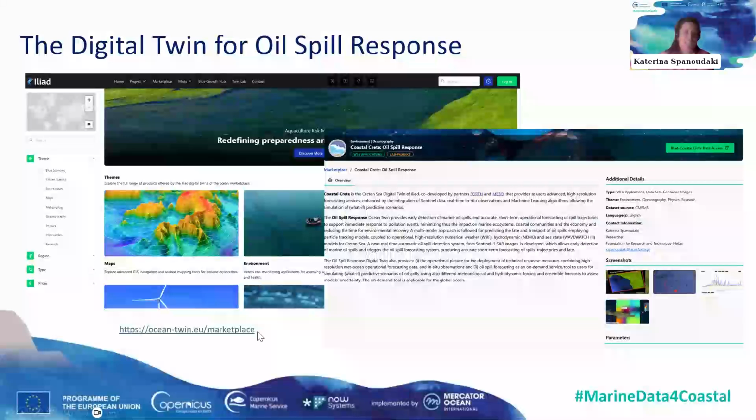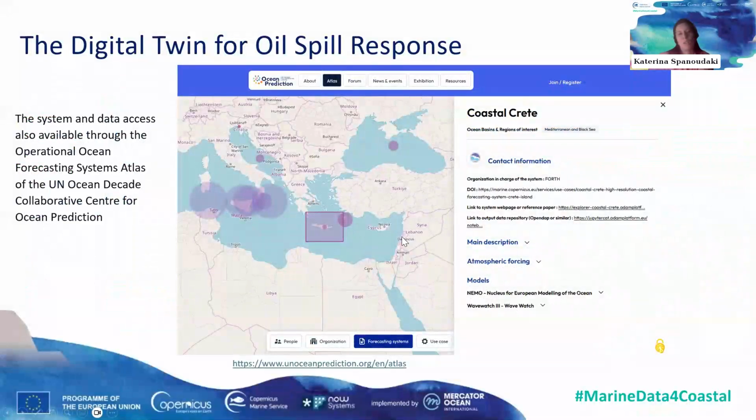If you want to visit and follow the updates of our forecasting system in the digital twin, you can visit Iliad and the Iliad Marketplace. This is a website where you can find all the information regarding the service and the products that we use. And you can also find the forecasting service and the digital twin, and also access our data through Jupyter Notebook in the Atlas of the United Nations Ocean Prediction Decade Collaborative Center. This is the Atlas, and this is the website. You can access, see and download all our data, hourly data, daily.